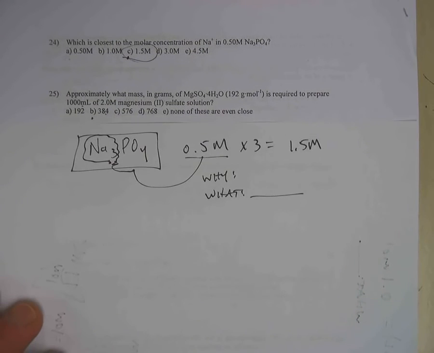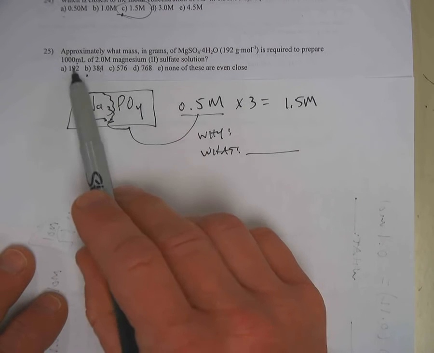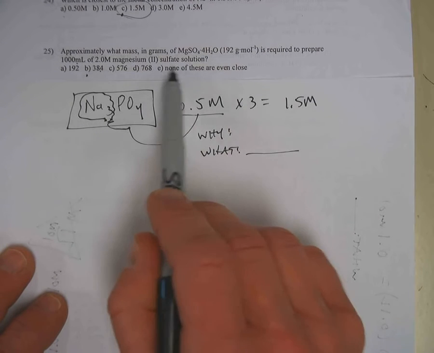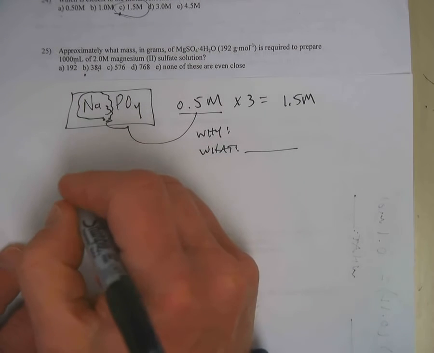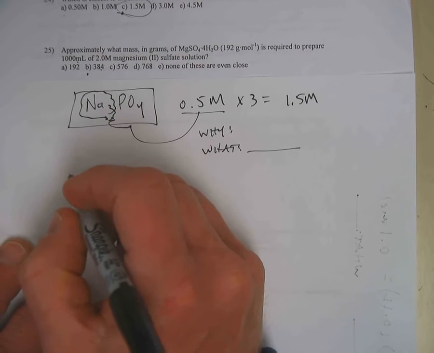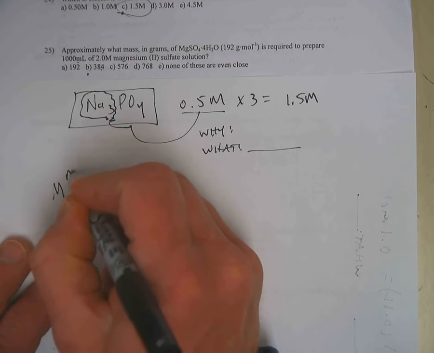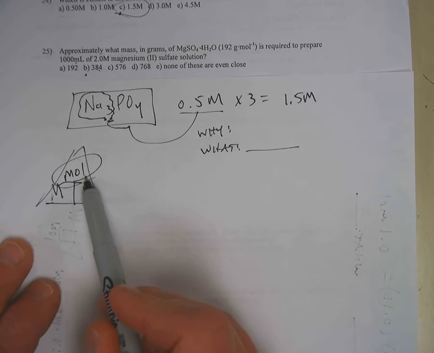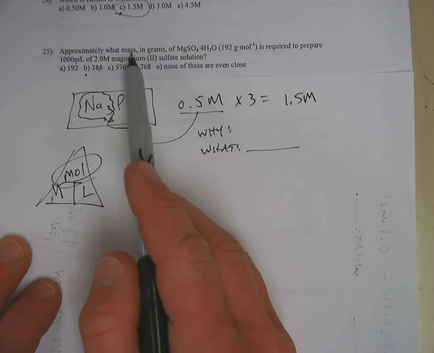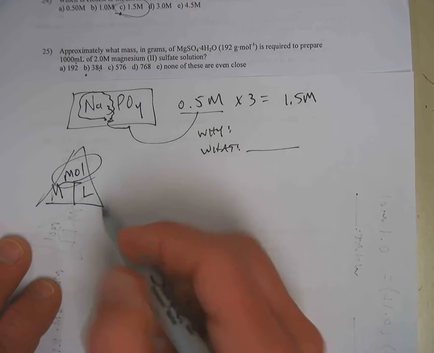Number 25, approximately what mass in grams of this guy is required to prepare 1,000 milliliters of 2 molar magnesium sulfate? So first of all, this is a prepare a solution problem, and you'll need to find out how much of this you're going to need in moles. And then from there, you can convert to mass in grams using the molar mass that they give you.